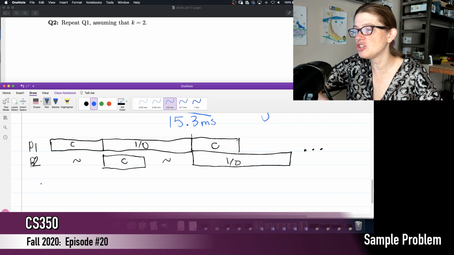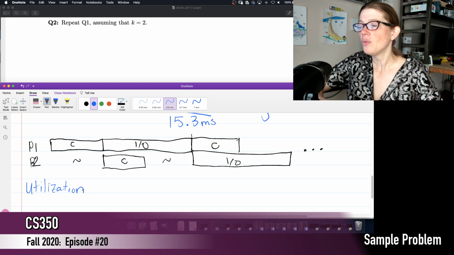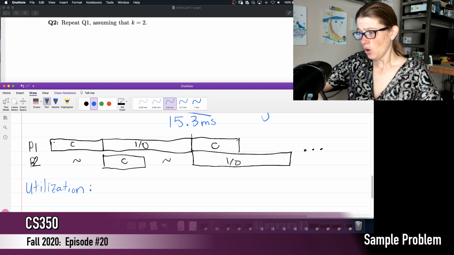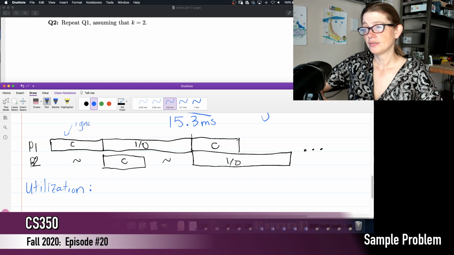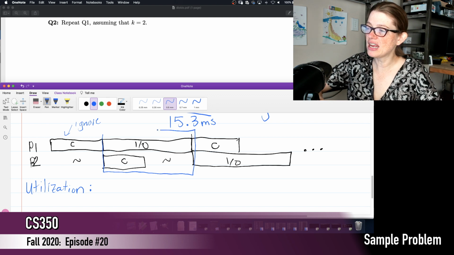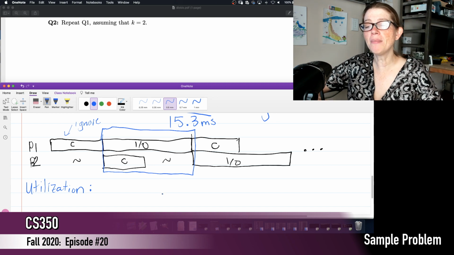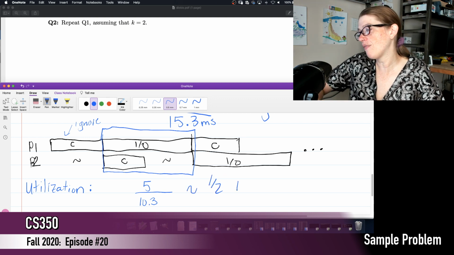Now, to compute the utilization here, we need a repeating block. We're going to ignore the head and tail, and we're going to look, and we see that the trend is for this to repeat. Now, while it alternates between P1 and P2 doing the IO operation, the pattern is the same. There's an IO operation and a compute cycle happening at the same time. So that is our repeating block we're going to use to estimate the CPU's utilization. So the length of the repeating block is 10.3 milliseconds, and the length of the compute is 5. So you're going to get about half.